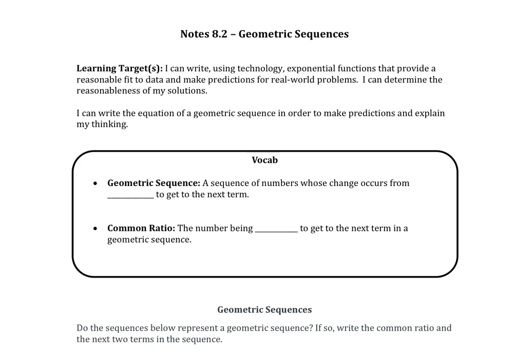Today we're going to be talking about geometric sequences. We're going to start first with our vocab. A geometric sequence is basically a sequence of numbers whose change occurs from multiplying to get to the next term. A common ratio is the actual number that is being multiplied.